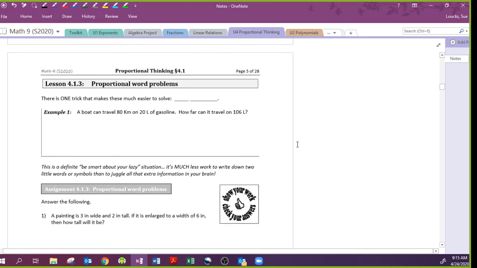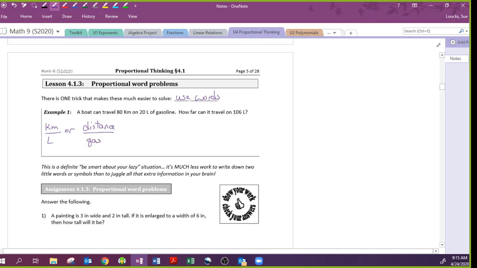And the one trick that makes proportion word problems easier to solve, like by 100 times easier to solve, is to use words, which I already told you. So use words. For example, a boat can travel 80 kilometers on 20 liters of gasoline. How far can it travel on 106 liters? So our words could be kilometers and liters, or it could be distance over the amount of gas.